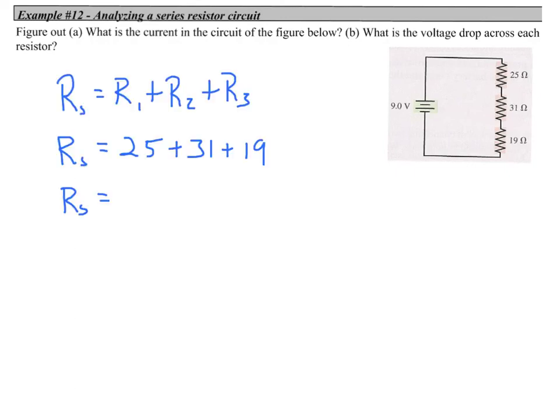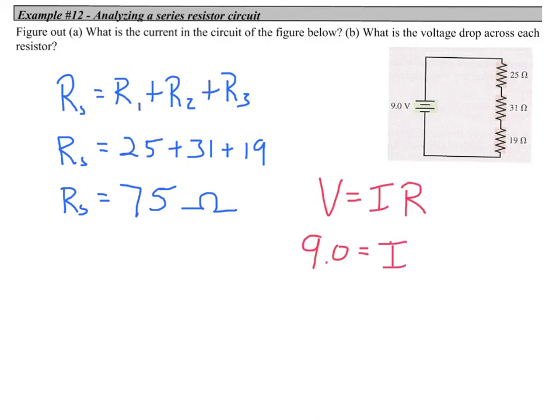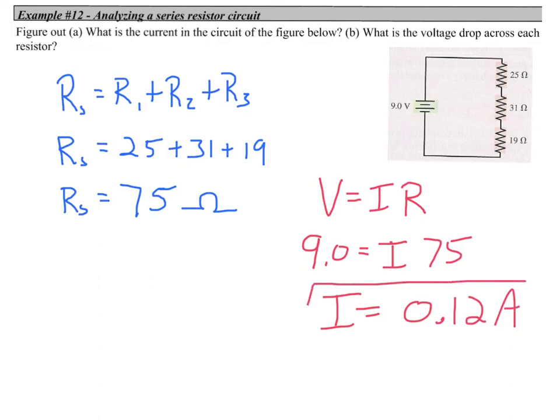Now, more often than not in any of these circuit problems, the first thing that we're going to do is find the equivalent resistance of that entire circuit. So we add up all those resistors, they're in series, and we get 75 ohms as our resistance. Then we can simply apply Ohm's law. We've got 9 volts as our voltage for the whole circuit. We're looking for our current, and we've got 75 ohms as our total resistance. That gives us a current of 0.12 amps. There's the current in our circuit.